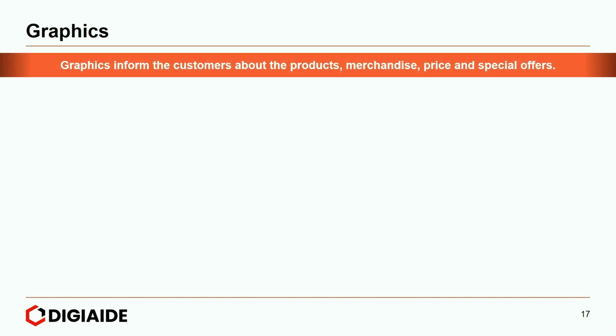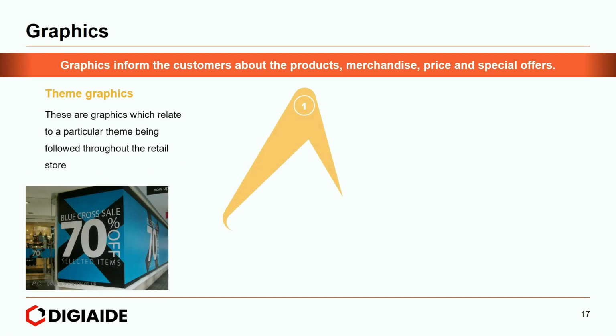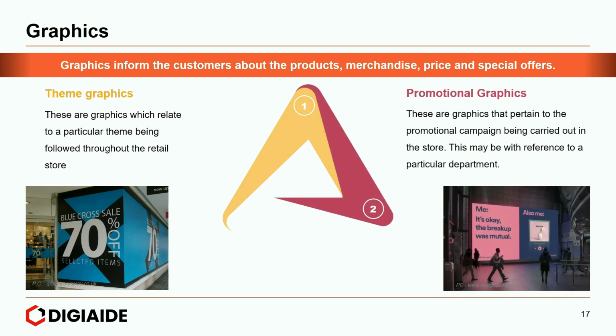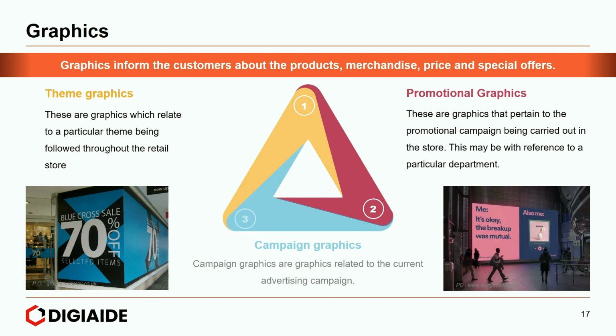Moving on to the concept of graphics. Graphics inform the customers about the product's merchandise, price, and special offers. Graphics can be of 3 types. First, theme graphics. These are graphics which relate to a particular theme being followed throughout the retail store. Next, promotional graphics. These are graphics that pertain to the promotional campaign being carried out in the store. This may be with reference to a particular department. And finally, campaign graphics. Campaign graphics are graphics related to the current advertising campaign.